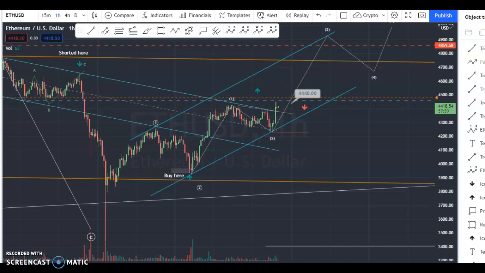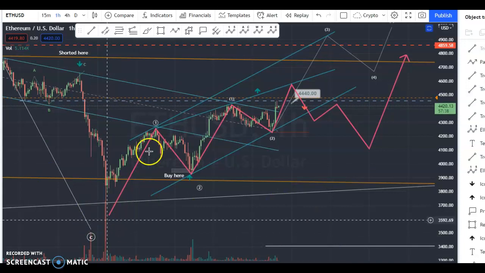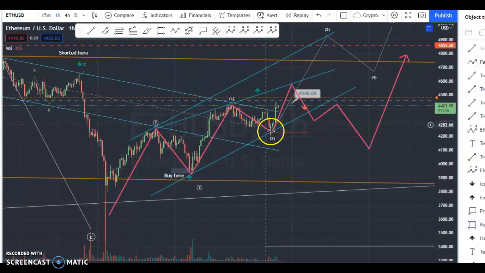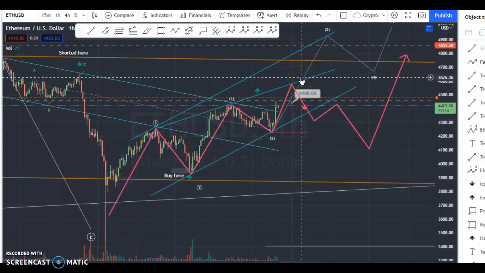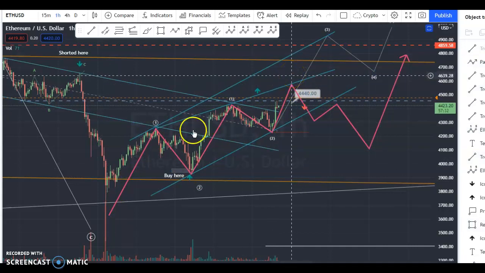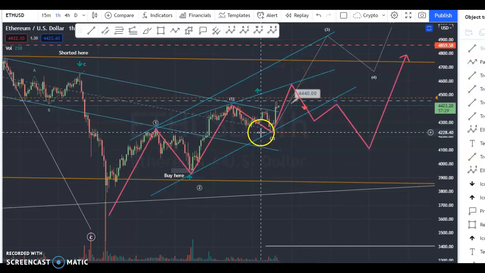If I can't go through this 4,006, let me just show you this line here. We do have the scenario of a leading diagonal. Remember, a leading diagonal is 5 waves. So you've got your 1, 2, 3, 4, and building number 5 now. That should be a zigzag inside 3 waves, a zigzag inside 3 waves, and this should also be one.